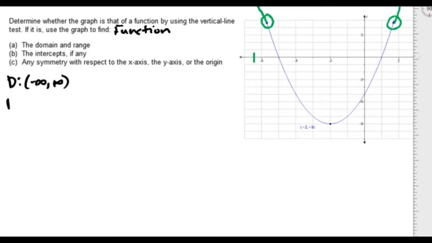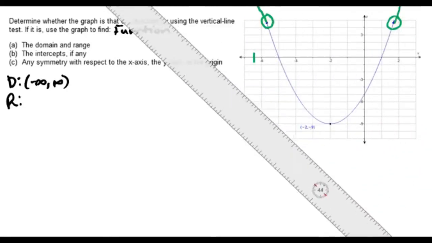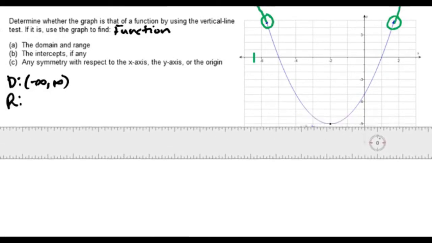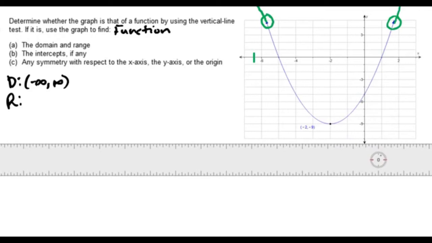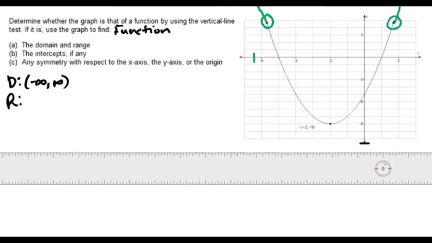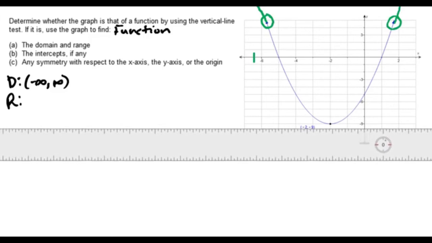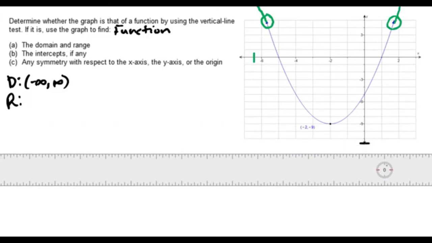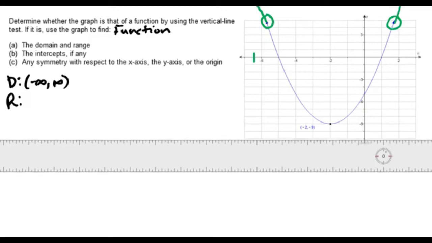We're going to do something similar to find the range. To find the range, we're going to hold our ruler horizontally and go from bottom to top. We're holding it horizontally because this will mark the y's, and the range is the set of all y values for this picture. I'm going from bottom to top, smallest to largest, because that's how we write interval notation. We always write smallest, then largest.